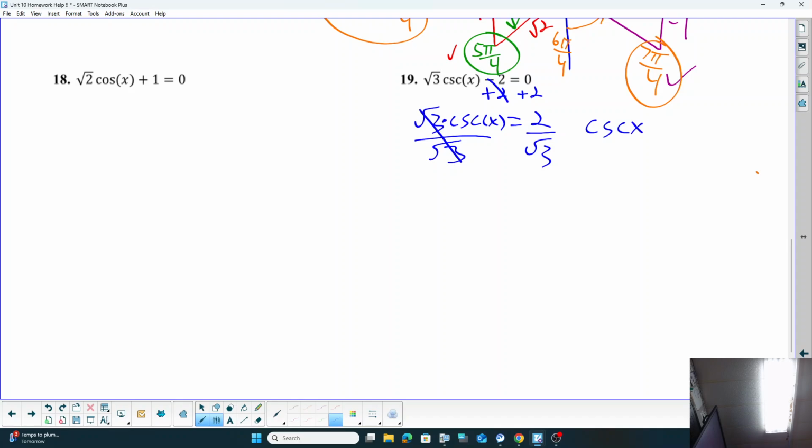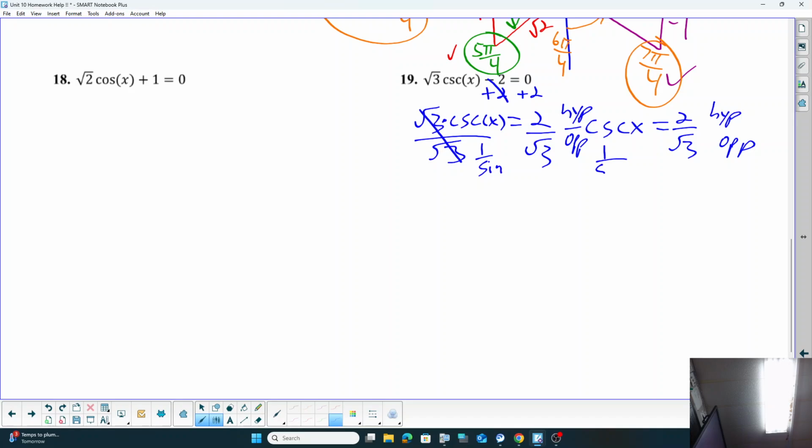What is cosecant of x? Cosecant of x is 1 over sine. So that's the reciprocal of sine. So it's going to be hypotenuse over opposite. And so cosecant of x is equal to 2 over radical 3, where hypotenuse is 2, and radical 3 is the opposite. Cool.